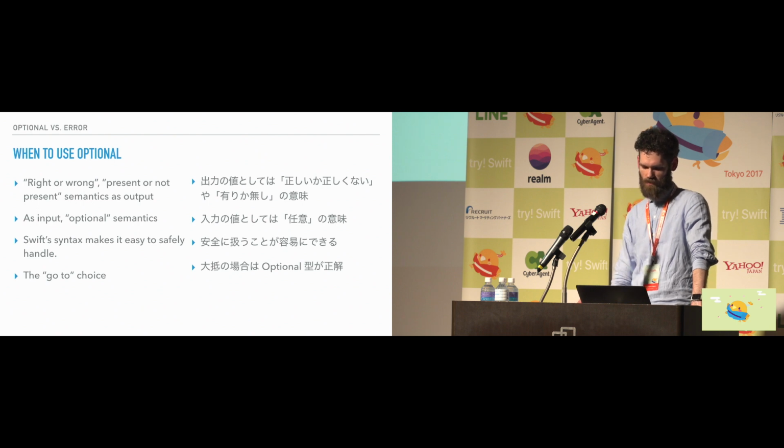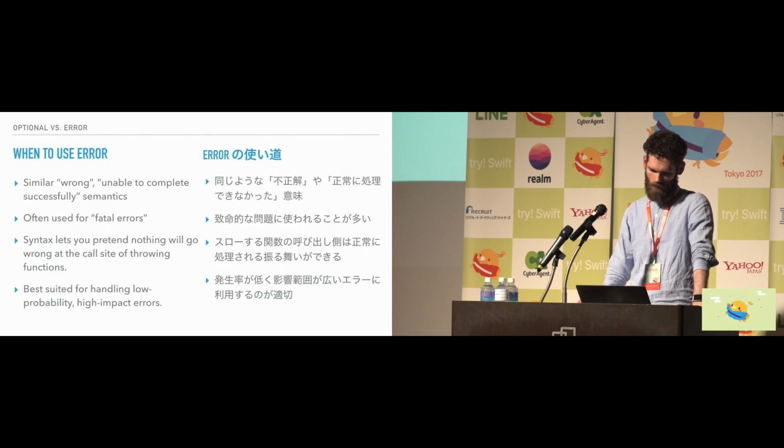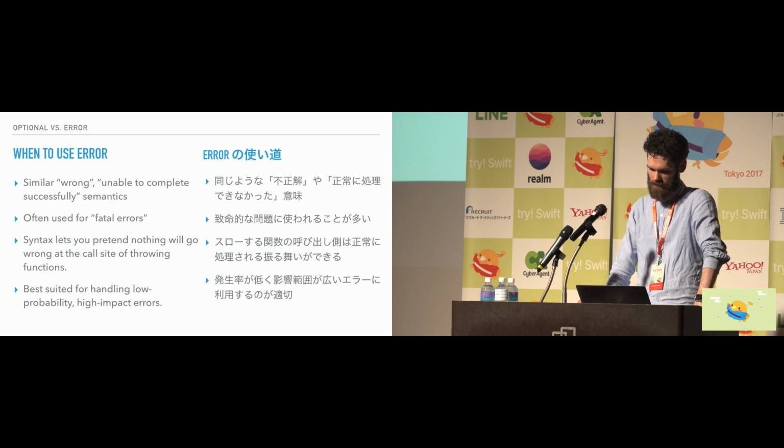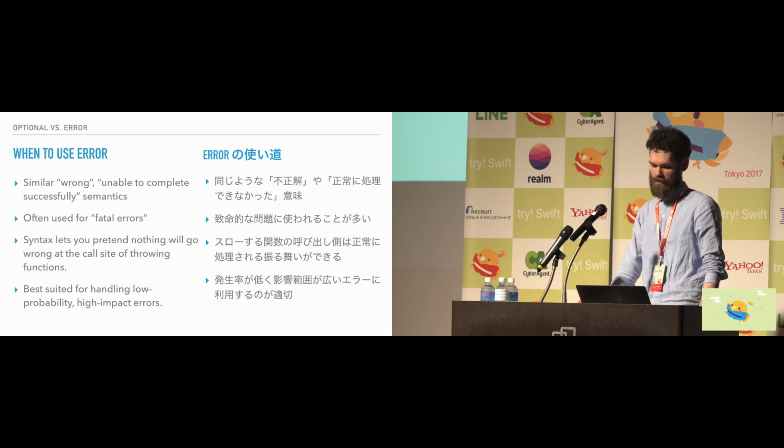So optionals are the go-to choice. The error type has similar semantics of wrong or unable to complete successfully. I find the obvious and most common use of error types is for fatal or catastrophic errors. Well-known examples of these would be trying to connect to a corrupt database or failed I/O.